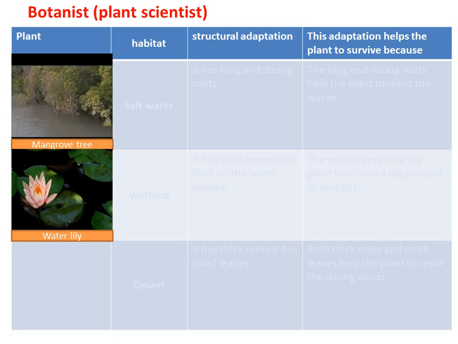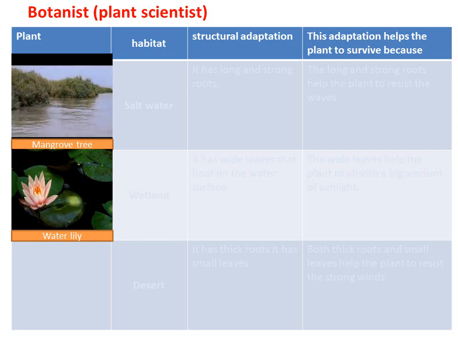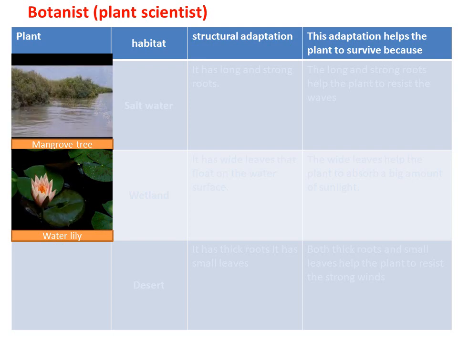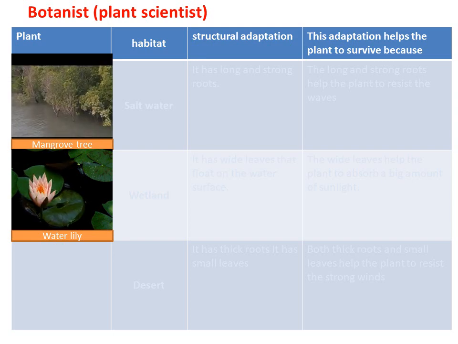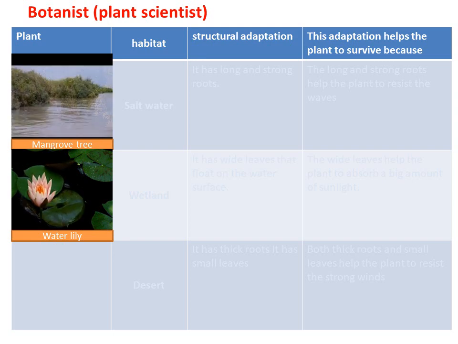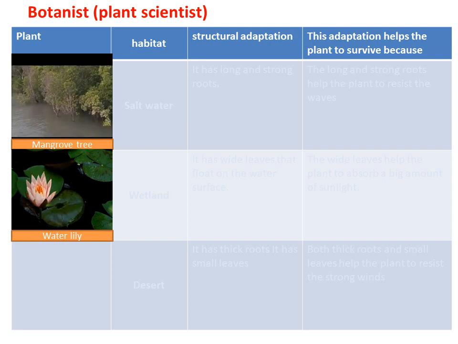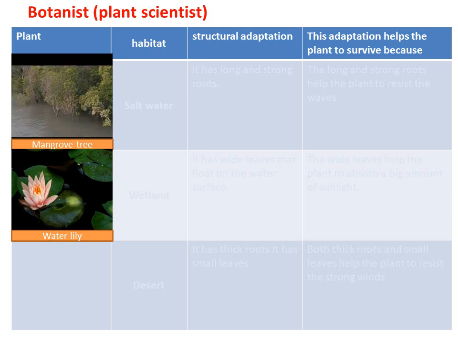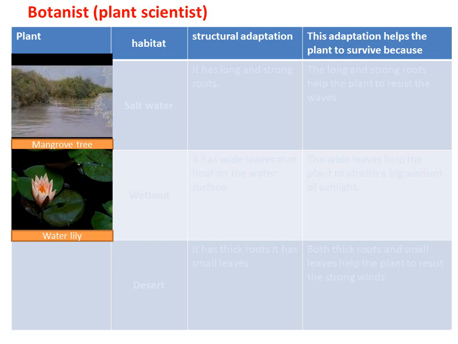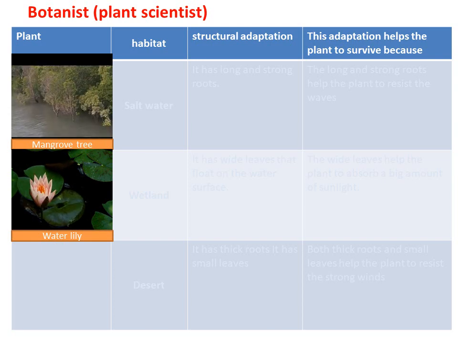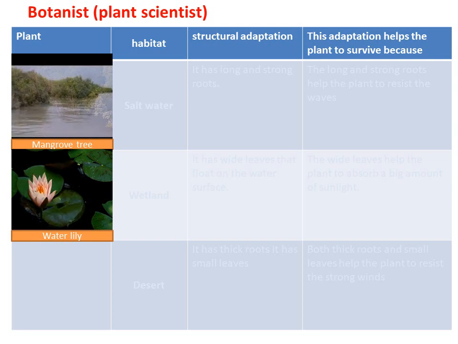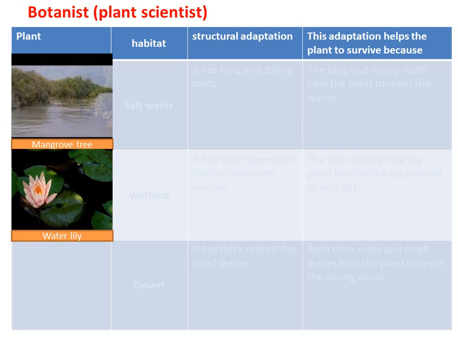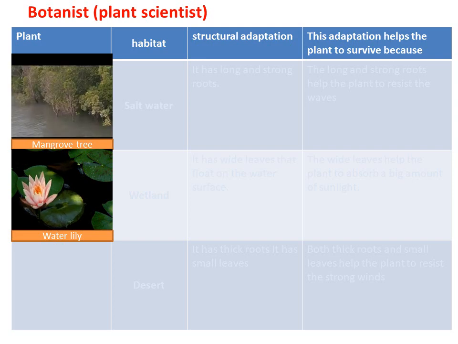Then the water lily. The habitat is a wetland, and it has wide leaves. Why? To float on the water surface. The wide leaf helps the plant to absorb a big amount of sunlight, because of course they are far from the sun, and there are a lot of trees that shade the water lily, so it needs to absorb more sunlight. So how can it absorb more sunlight? By having wide, big leaves.